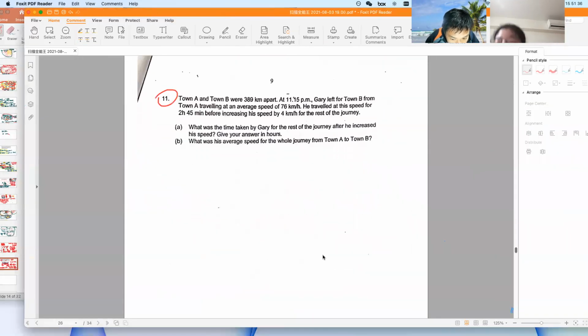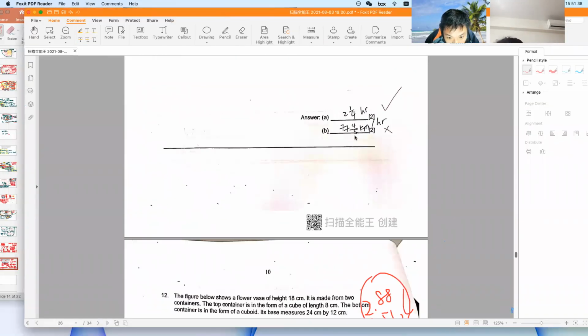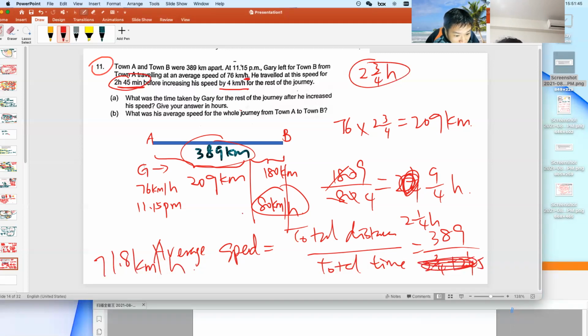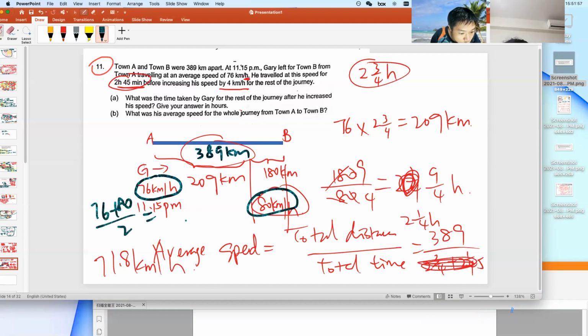Okay, how come you get 77.495? Can I ask, are you doing 76 plus 80 then divided by 2? You're not supposed to do this. Average speed, the formula. Okay, good. But anyway, it's okay.